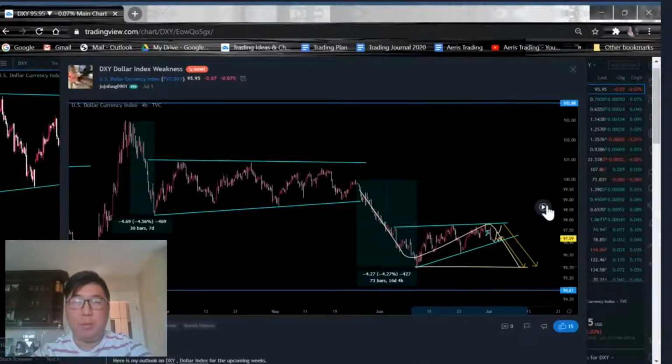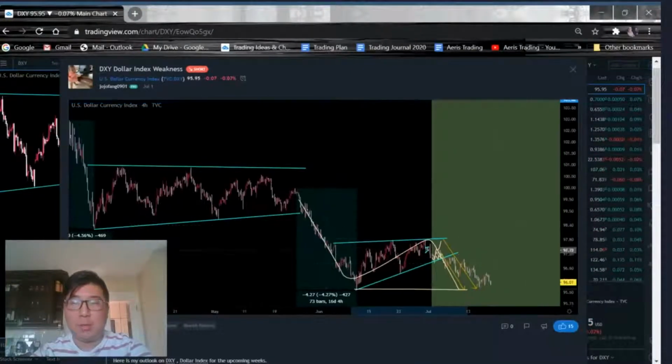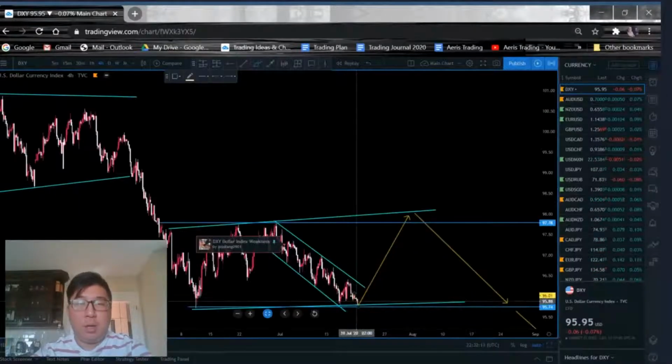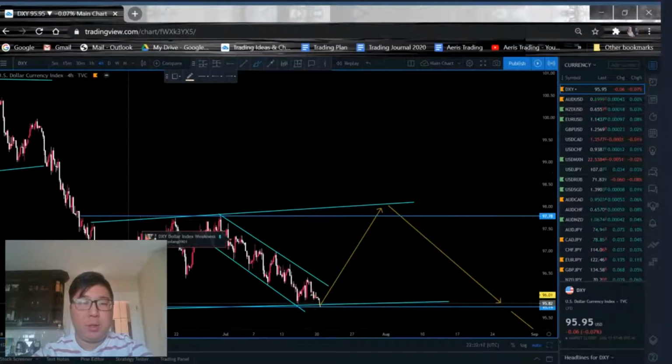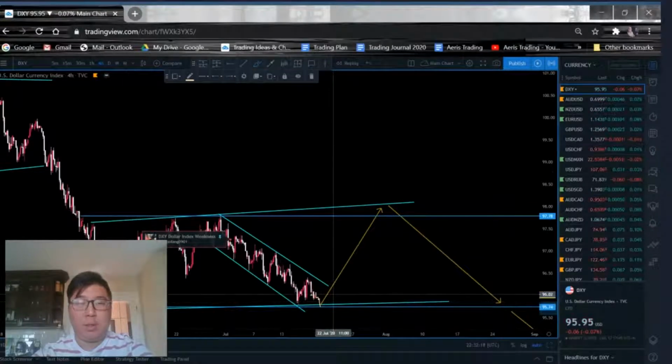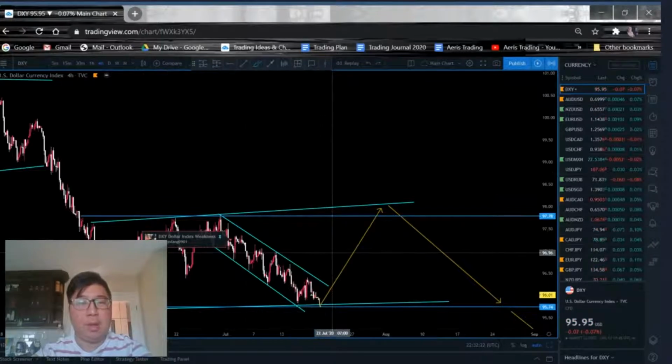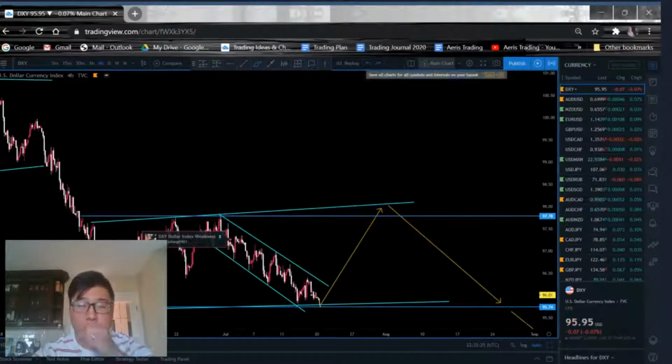So I do see price reach that area now, right? If we go back to the current price action, this is key this week to see if we're going to get this double bottom right here. Very keen to see what price will do at this point because this will give me a bias on what the dollar will do.